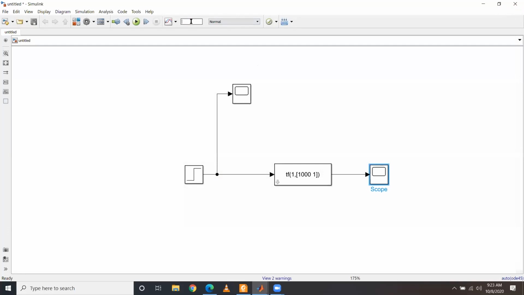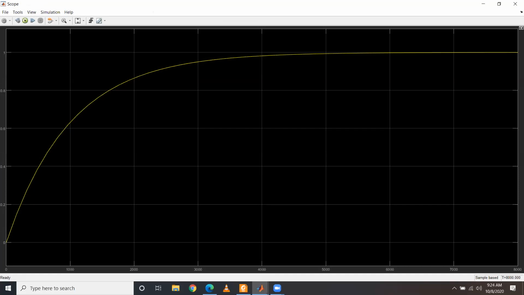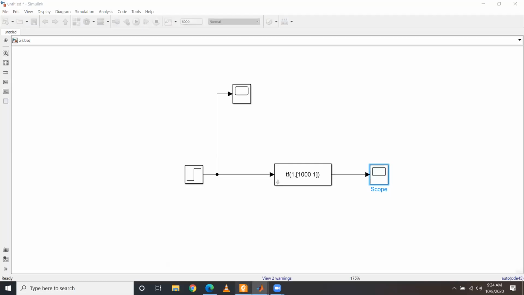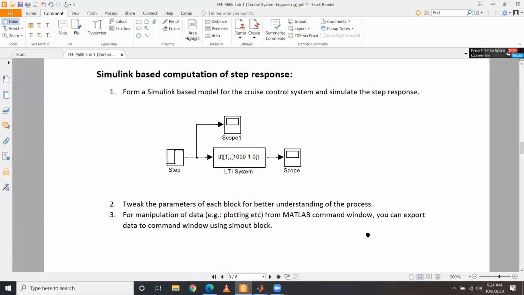If I can remember correctly, it took 5,000 or 6,000 seconds to reach 1. So let us run this for 8,000 seconds. Then run. Now, if you double click the scope, it will resemble our original step response. Right? Yes, sir. Any questions? I hope not. No, sir. Okay.